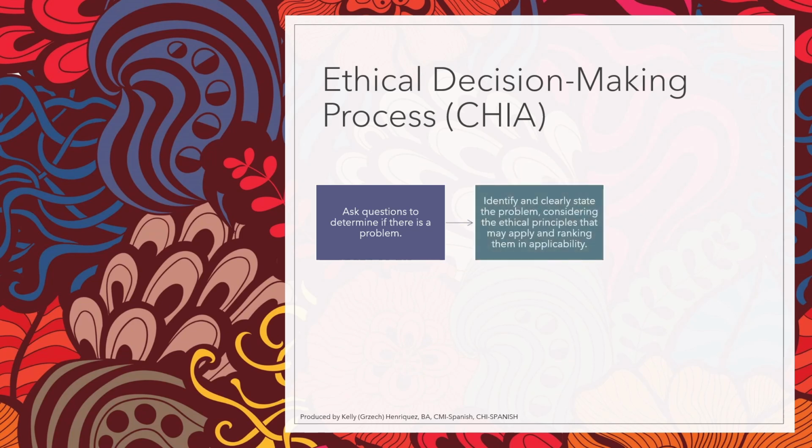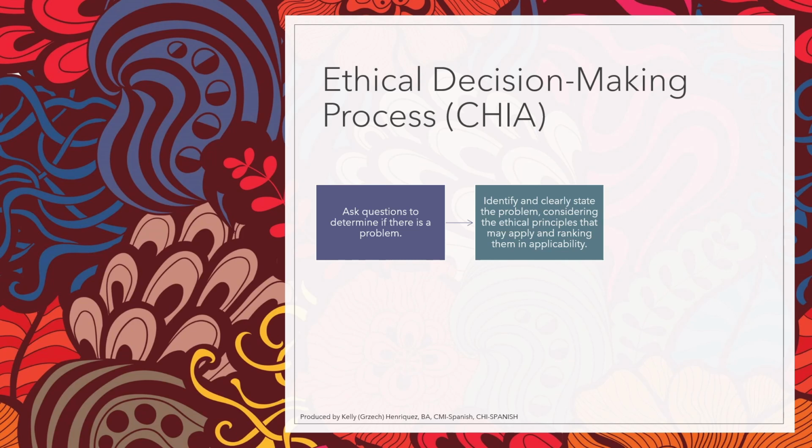Step 2 is the only step with 2 parts. The first thing you're going to want to do in step 2 is identify and clearly state the problem. Chances are if you can't do that, you might not have a problem. And then the second part of step 2 is to consider the ethical principles that may apply and rank them in applicability. So, for example, this is a problem concerning patient confidentiality. That's one of the ethical principles. Confidentiality might very well be at the top of your list.